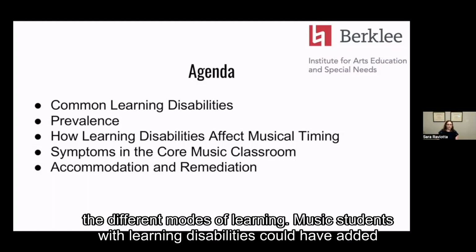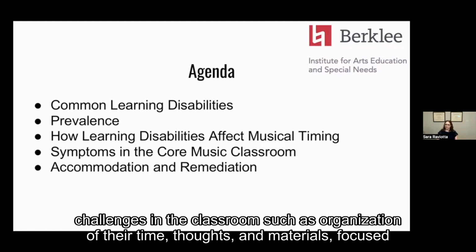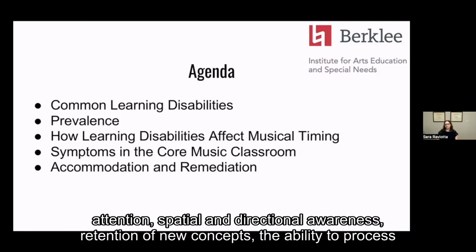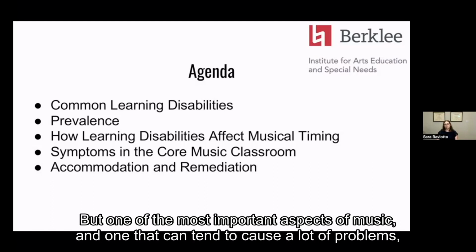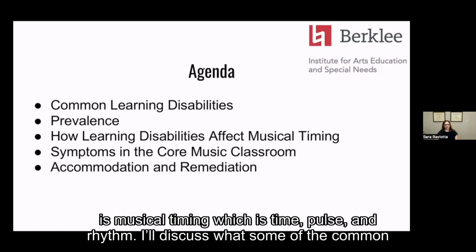Music students with learning disabilities could have added challenges in the classroom, such as organization of their time, thoughts, and materials, focused attention, spatial and directional awareness, retention of new concepts, the ability to process written and oral information quickly and accurately, note reading, memorization, and sight reading. But one of the most important aspects of music, and one that can tend to cause a lot of problems, is musical timing, which is time, pulse, and rhythm.